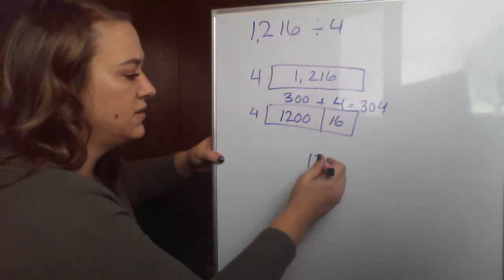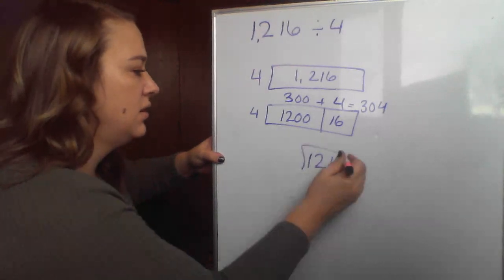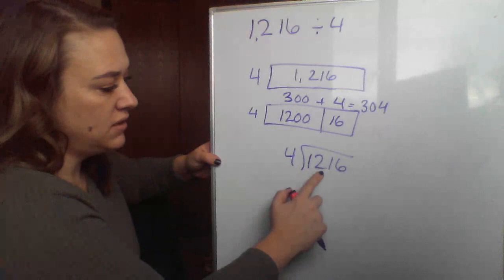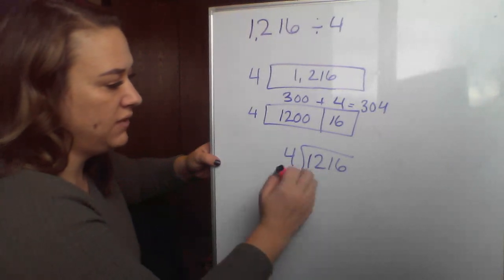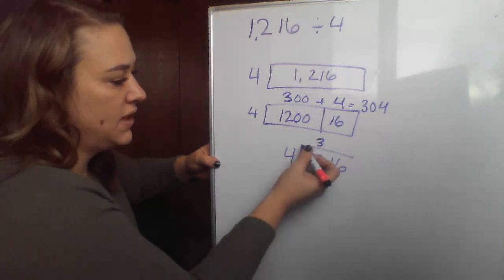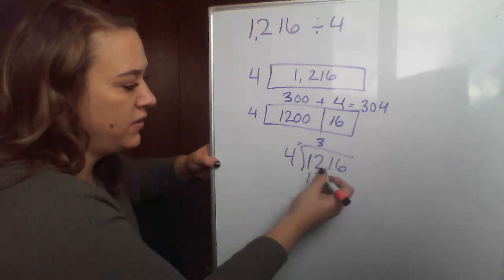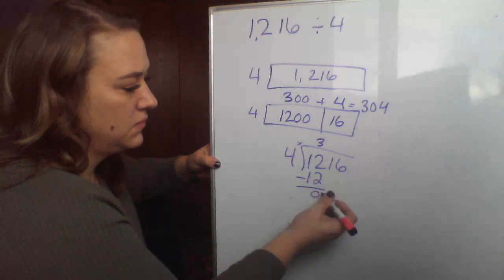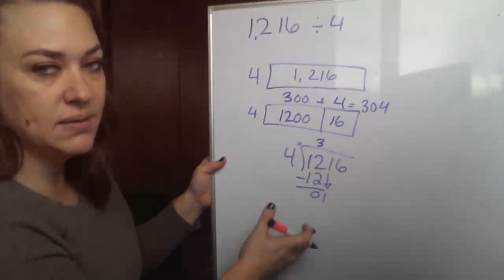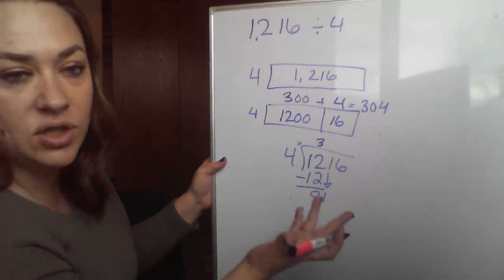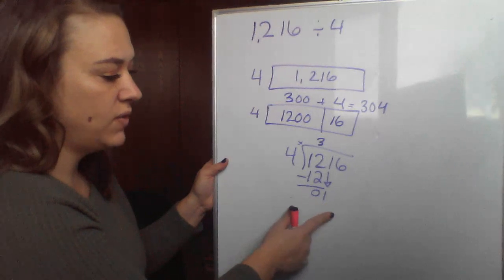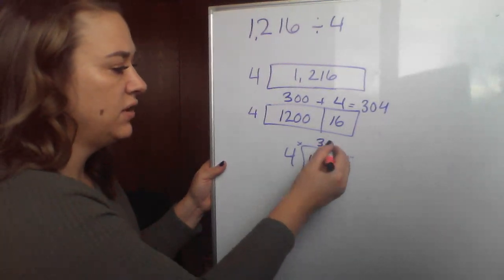So we're going to have 1,216 divided by 4. So I can't divide into 1, so I need to look at 12. So 12 divided by 4, we know up here we found out was 3. 4 times 3 is 12. Bring down our 1. Remember, if I bring something down and I can't divide into it, I still need to put my 0, right? So 4 cannot go into 1.